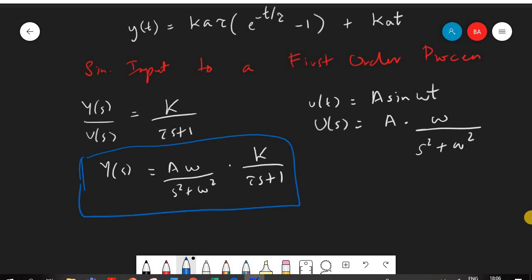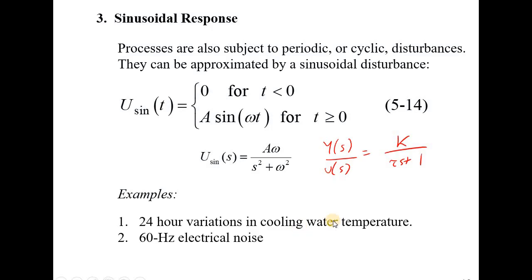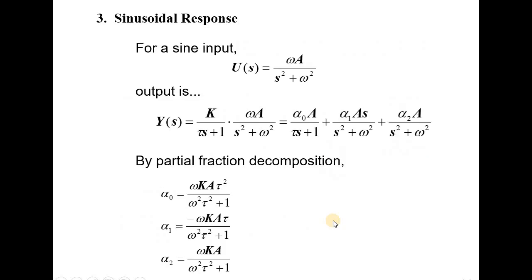And this will take some kind of effort, and I saved this effort by going back to the PowerPoint slide. If you have U(s) as A omega over s squared plus omega squared, you multiply it with the first order, and after doing the partial fraction, you can see the partial fraction that you are trying to do here.